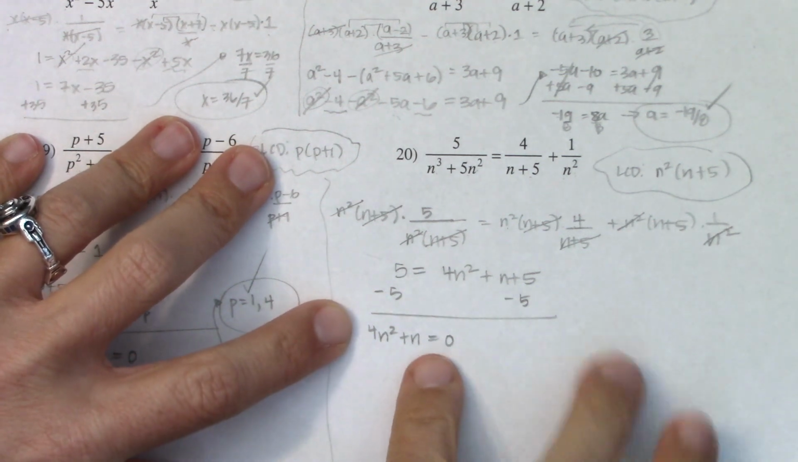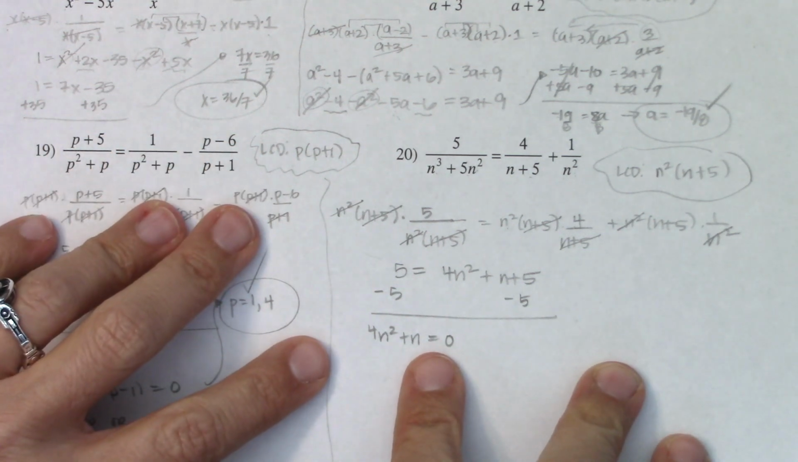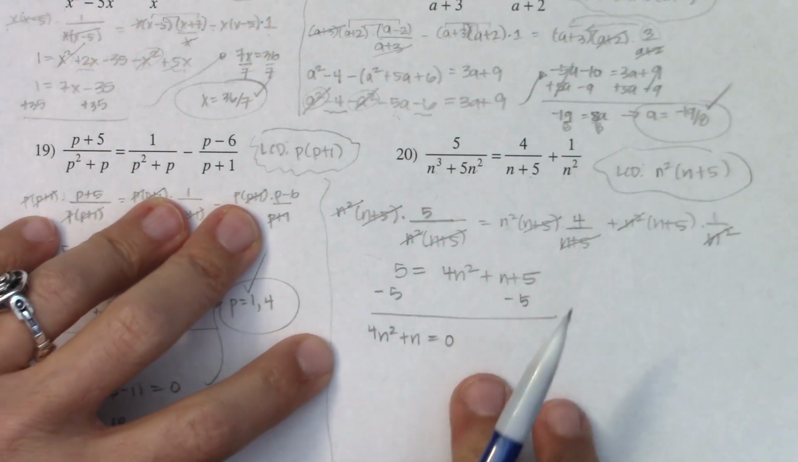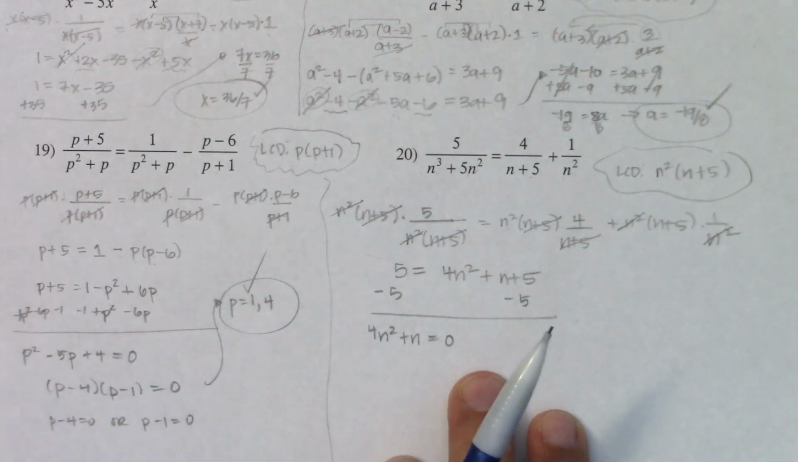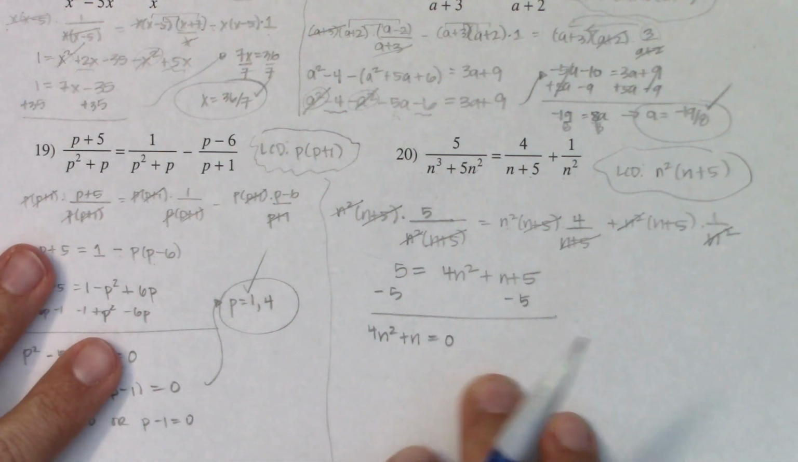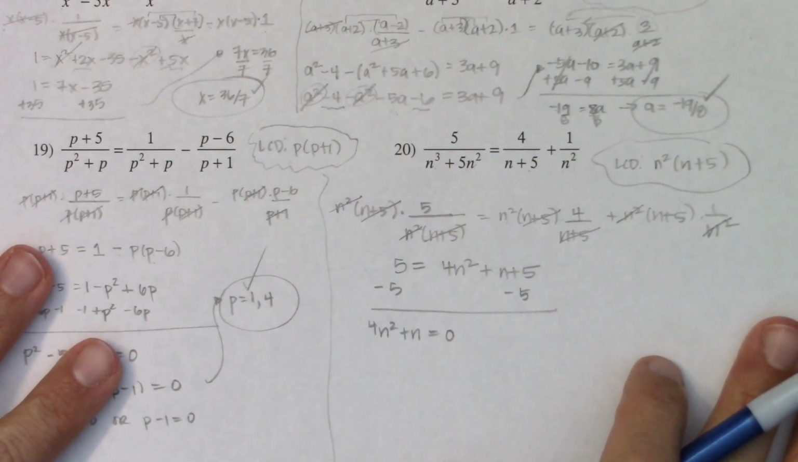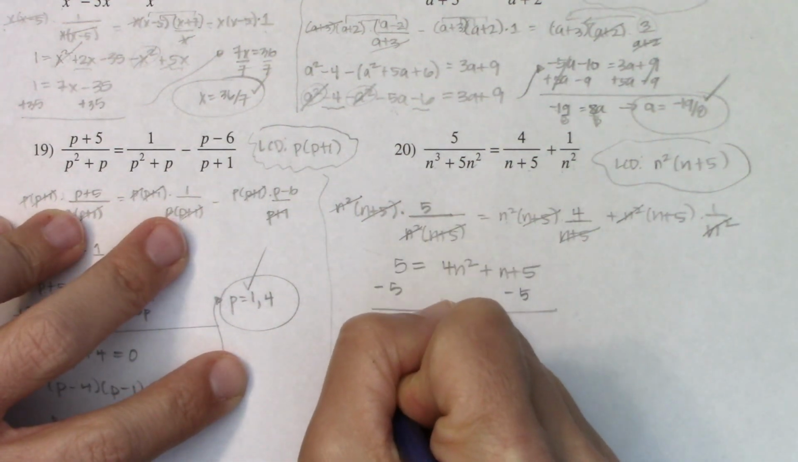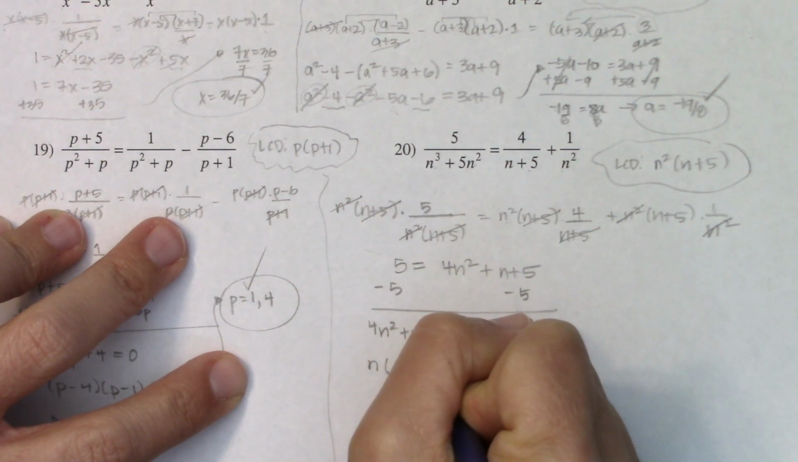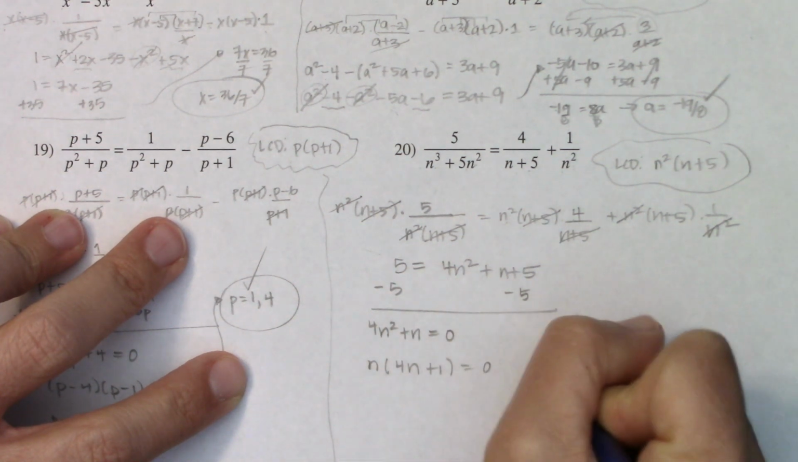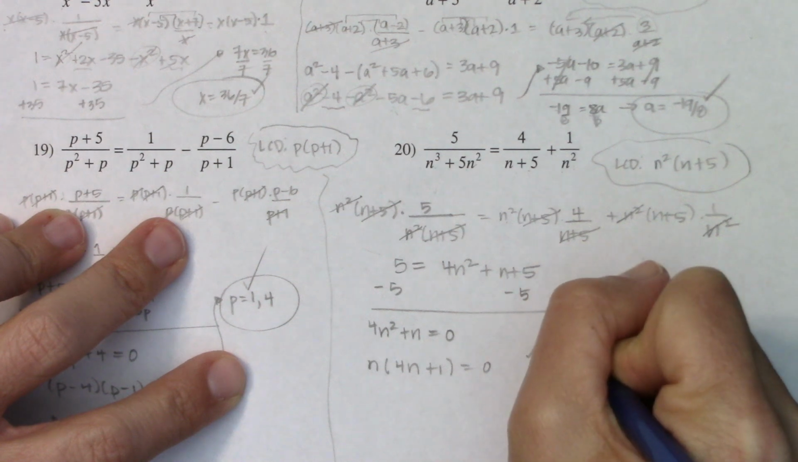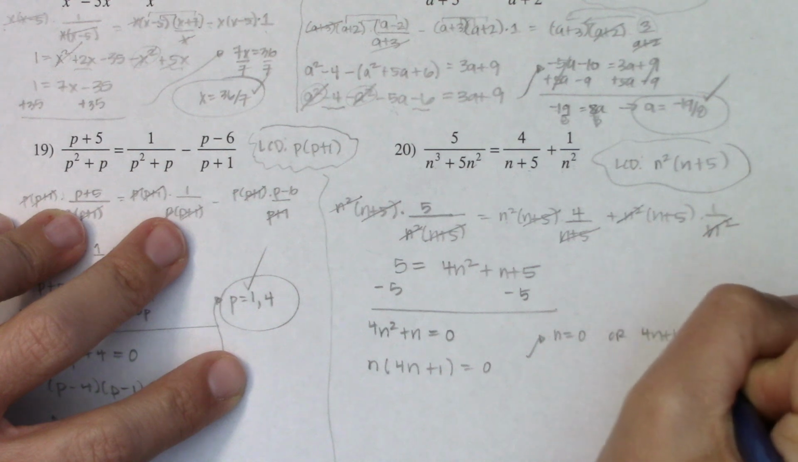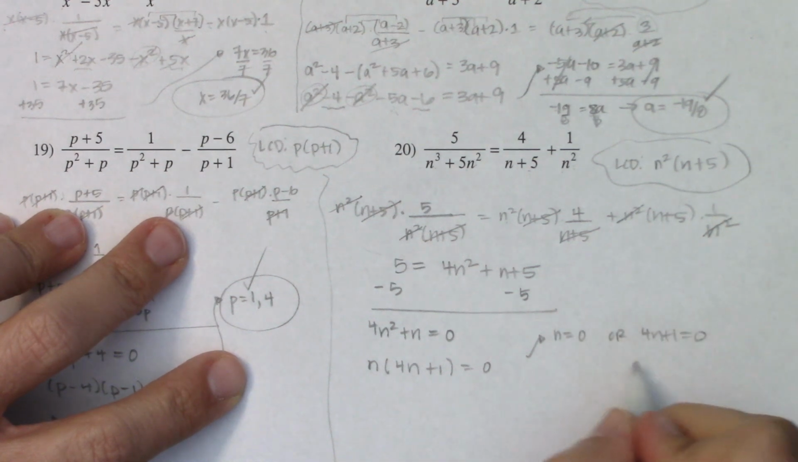If you prefer to factor, by all means, go ahead and factor. I meant to say, if you prefer to use the quadratic formula, by all means, go ahead and use the quadratic formula. I personally prefer factoring, so that's what I'm going to do for this one. I'm going to take out the GCF of n, and I'm going to get left with 4n plus 1. So when I solve those linear equations, either n is 0 or 4n plus 1 is 0. So there's one of my potential solutions.